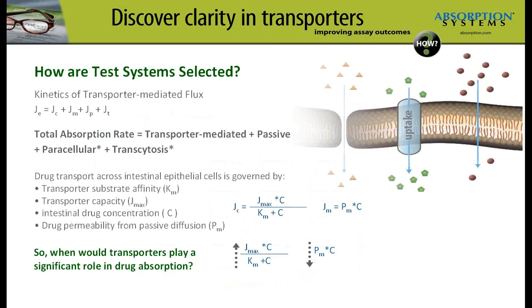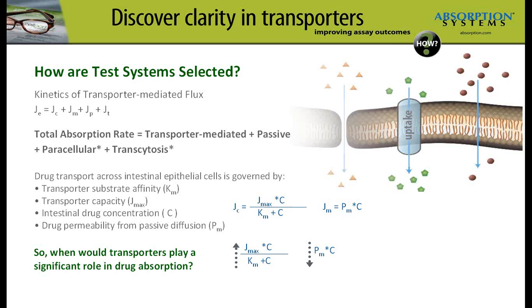So why are the results of the same compound so different in different systems? This basic cartoon shows an oversimplified pathway that one compound can take to permeate through the cells. JC stands for carrier-mediated drug transport. JM stands for the passive diffusion. JP and JT are relatively negligible in drug transport through membranes.